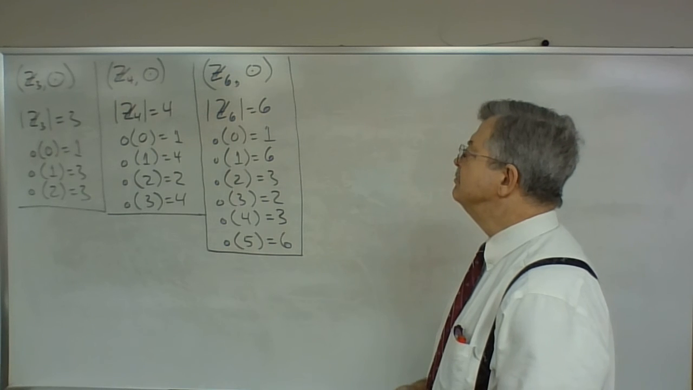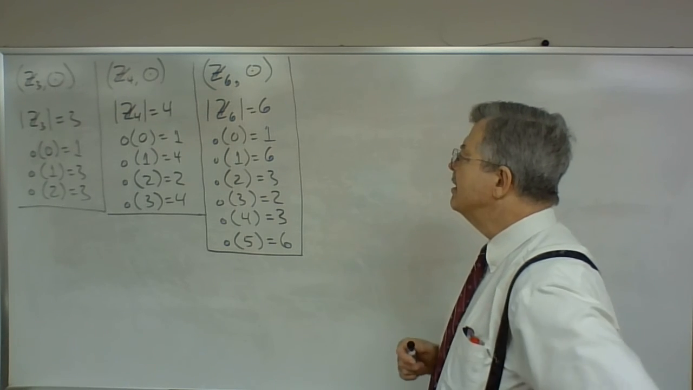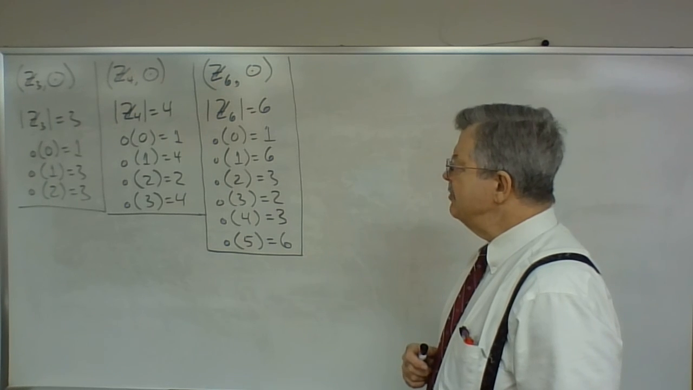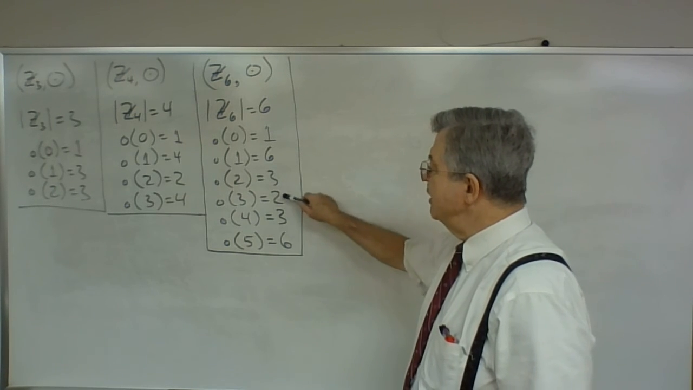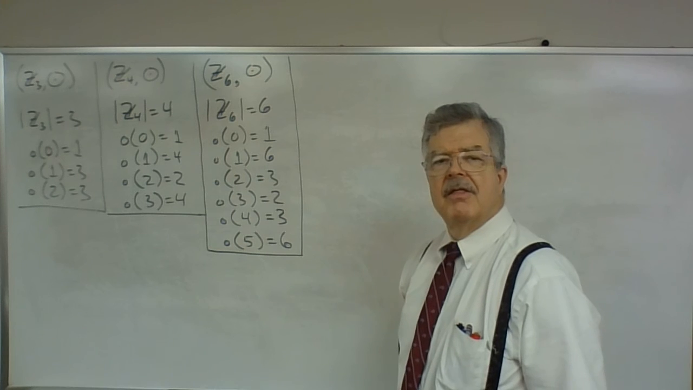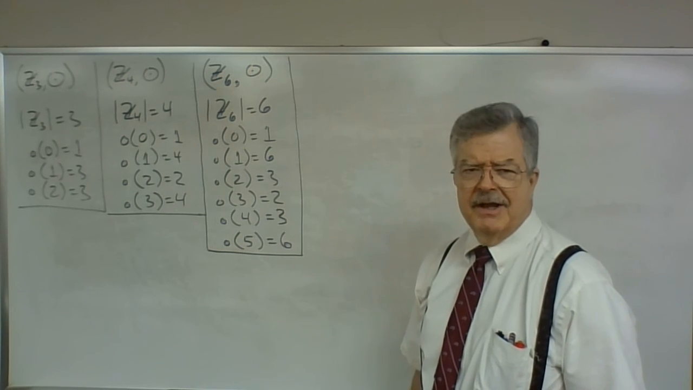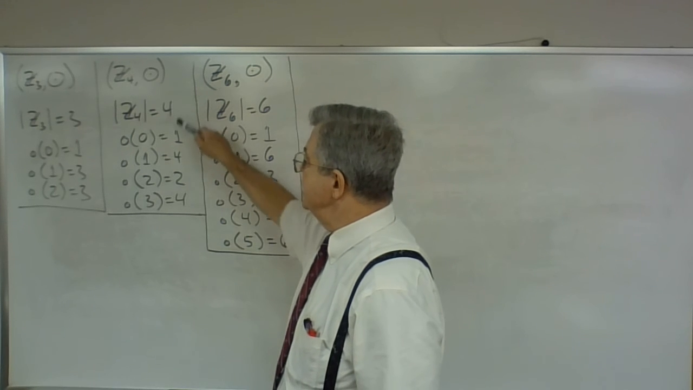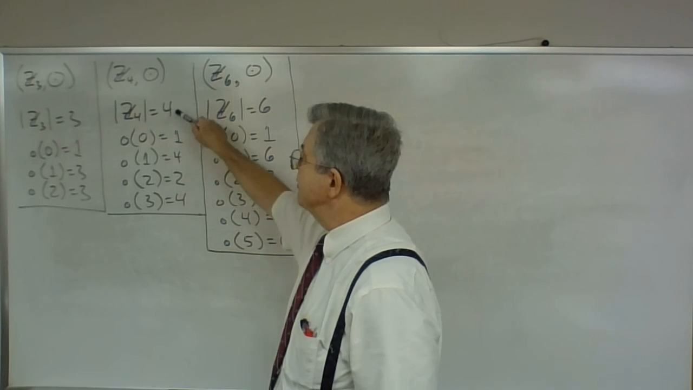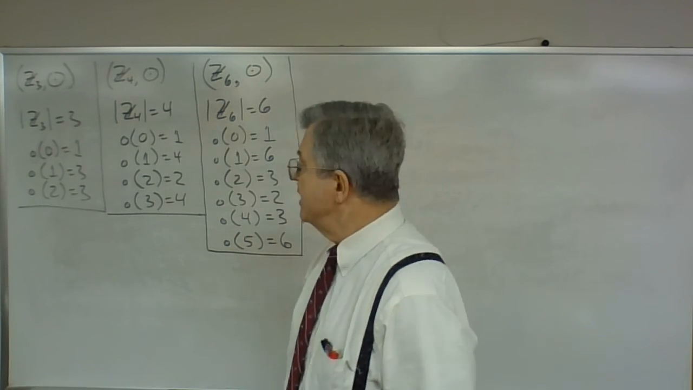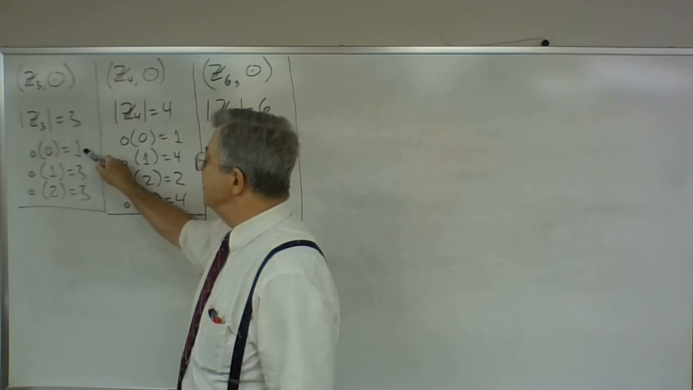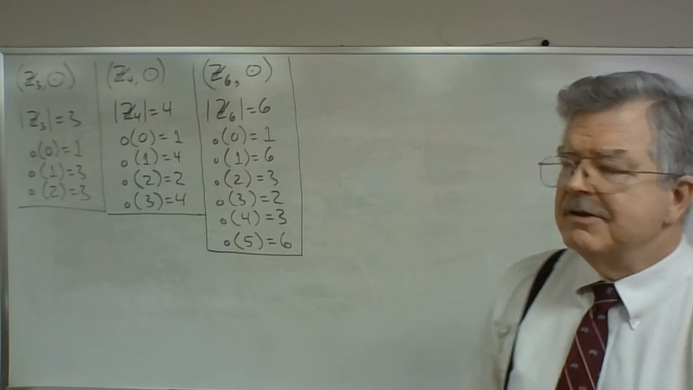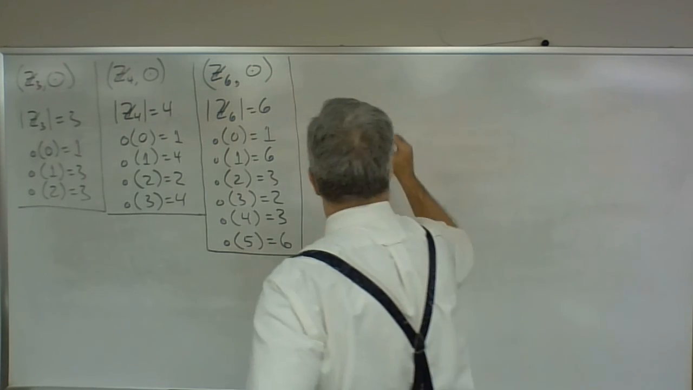Well, what do we notice about the orders of all of the elements? They're all factors of 6, aren't they? What about the orders of the elements here? They're all factors of 4. And the order of the elements here, they're all factors of 3. So what we can say is this.